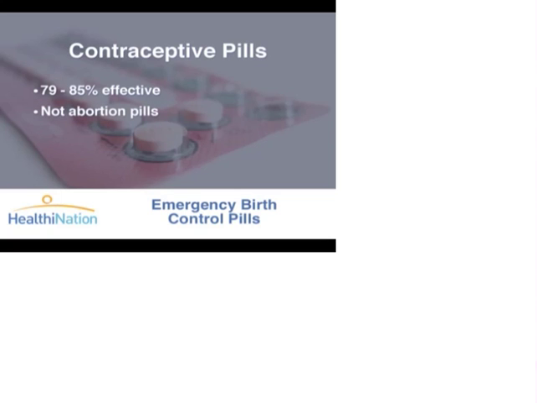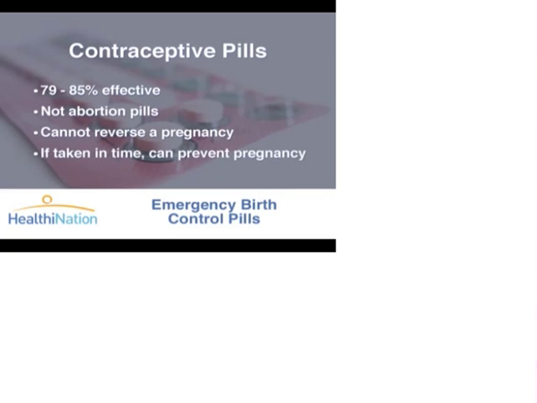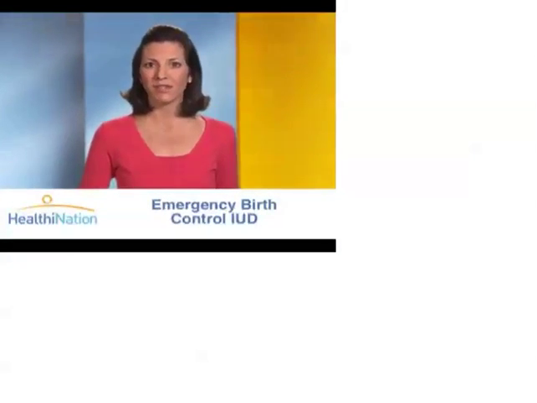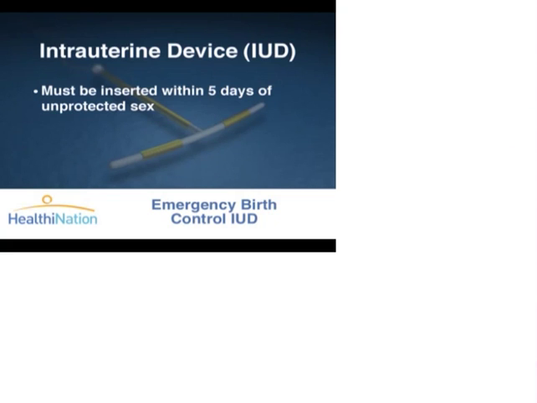It's important to note, these pills are not abortion pills. They cannot reverse a pregnancy, but if taken in time, they can prevent one. Another type of emergency contraception is the copper intrauterine device, or IUD. Your doctor would need to insert the IUD into your uterus within 5 days of unprotected sex. The IUD would prevent implantation of an embryo. This method is 99% effective at preventing pregnancy.